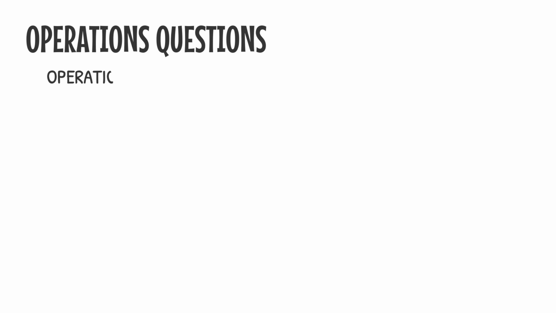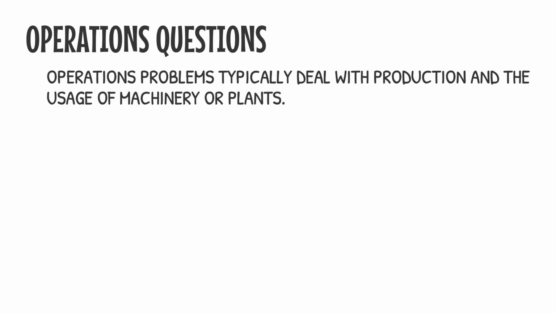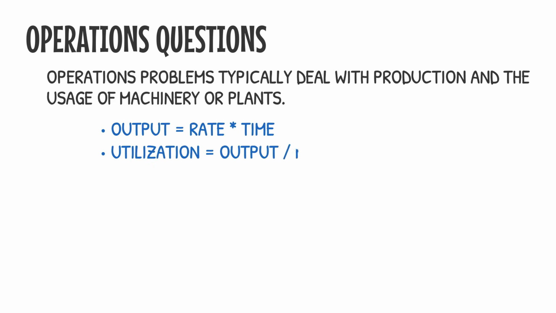Operations problems typically deal with production and the usage of machinery or plants. There are two key formulas you need to know. Output equals rate times time, and utilization equals output divided by maximum output.